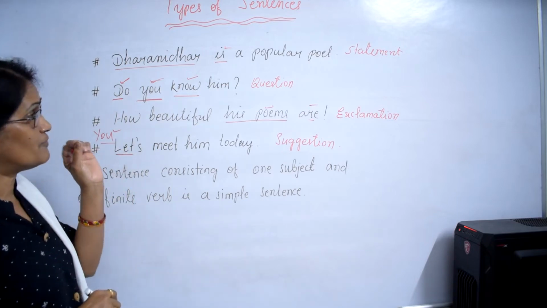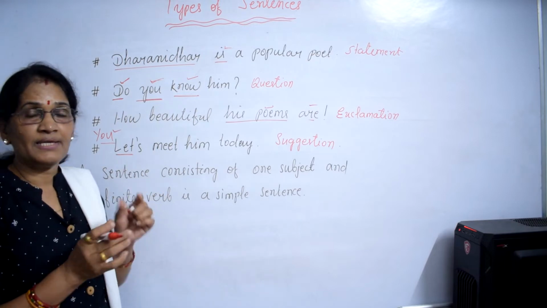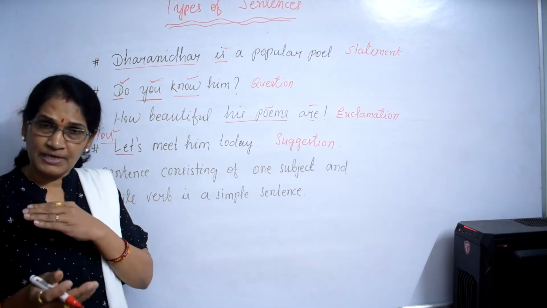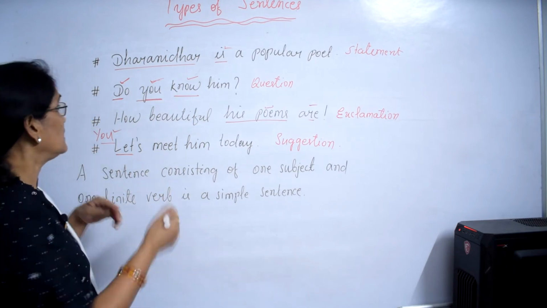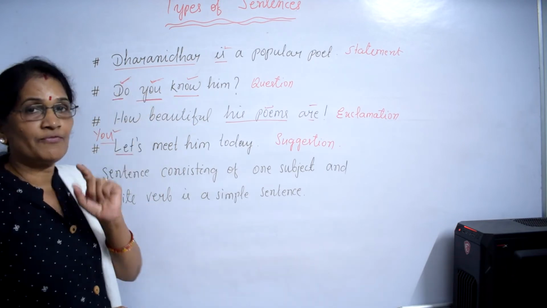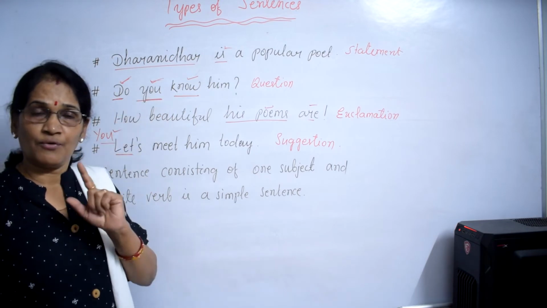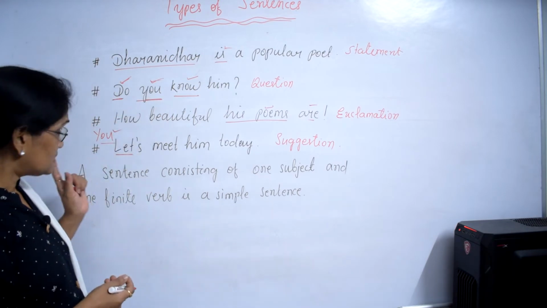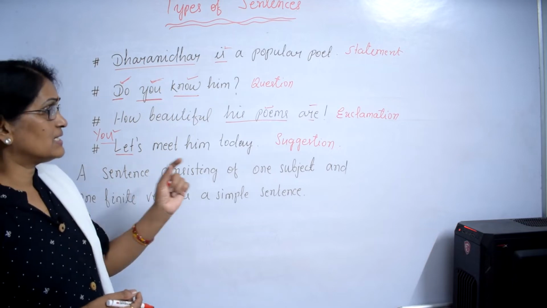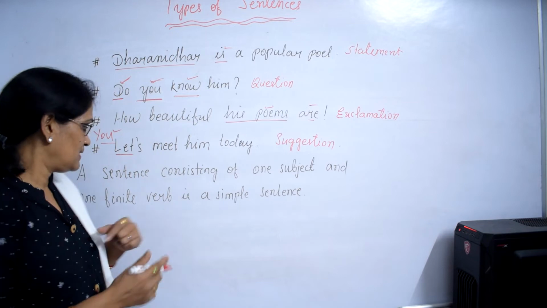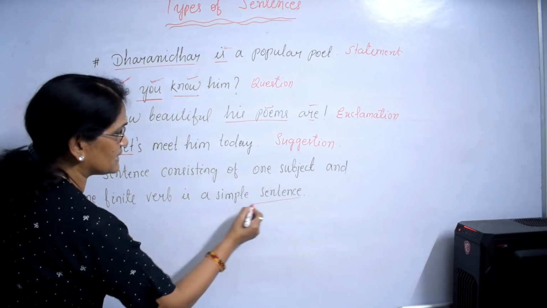Okay. So the first verb, they may be in a group of verbs, there may be 3 verbs, 4 verbs, 2 verbs, but the first verb is a finite verb and always the subject agrees with the verb, right? So a sentence consisting of one subject and one finite verb is called a simple sentence.